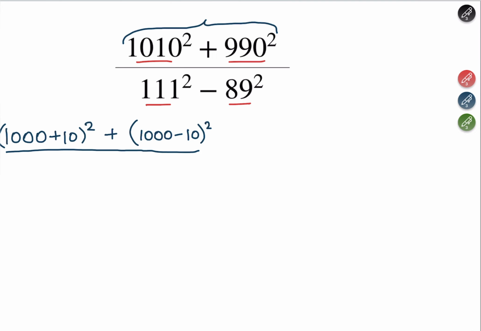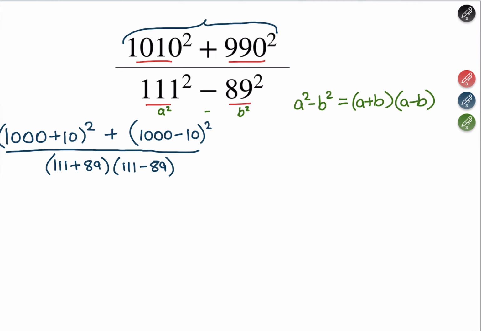If you notice, it says 111 squared minus 89 squared, and not the sum of these two numbers. So we're going to take advantage of that, and we're going to write 111 as a squared and 89 as b squared. Now, if you're familiar with algebra, then you would know the rule a squared minus b squared is the same thing as a plus b times a minus b. We're going to write the denominator in this way: 111 plus 89 times 111 minus 89. Keep in mind, these two are the same thing.